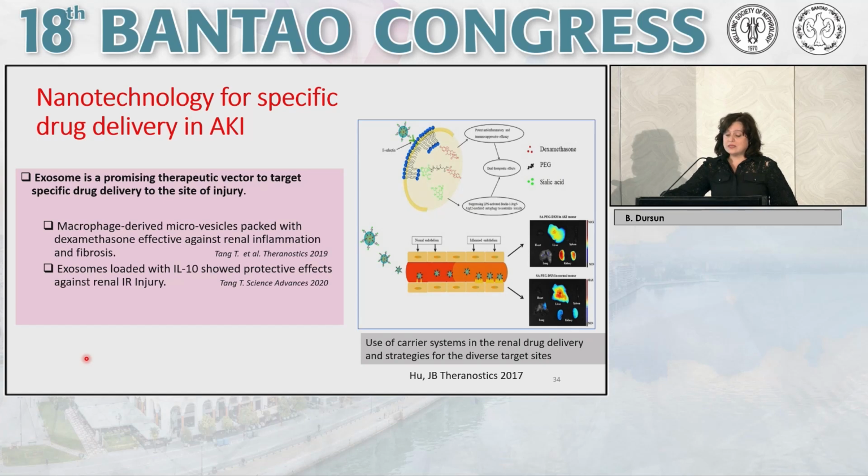Macrophage-derived microvesicles packed with dexamethasone or exosomes loaded with anti-inflammatory IL-10 were shown to be protective against renal ischemic injury. So it looks like nanotechnology for specific drug delivery may also be important in the future for treatment options.